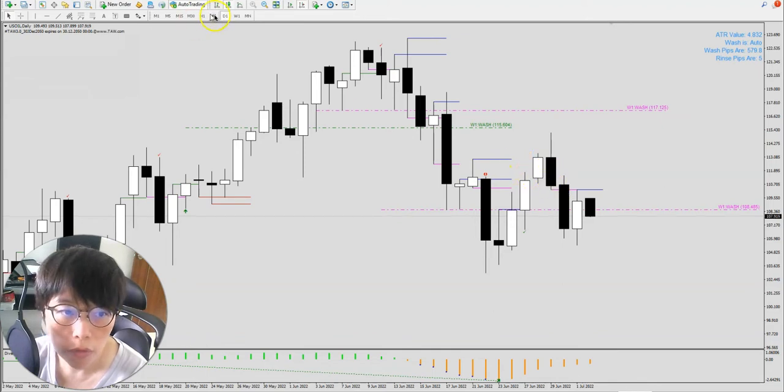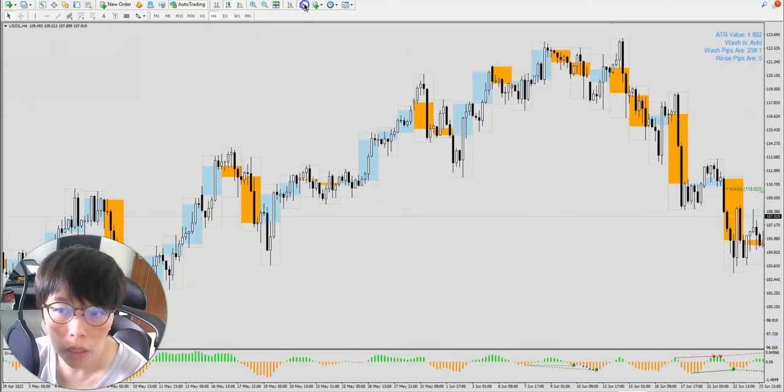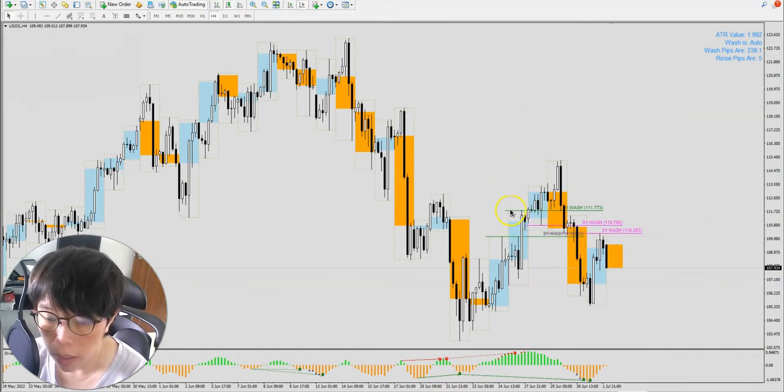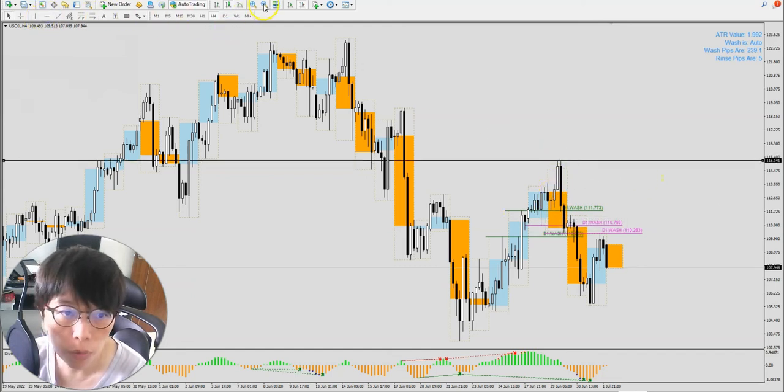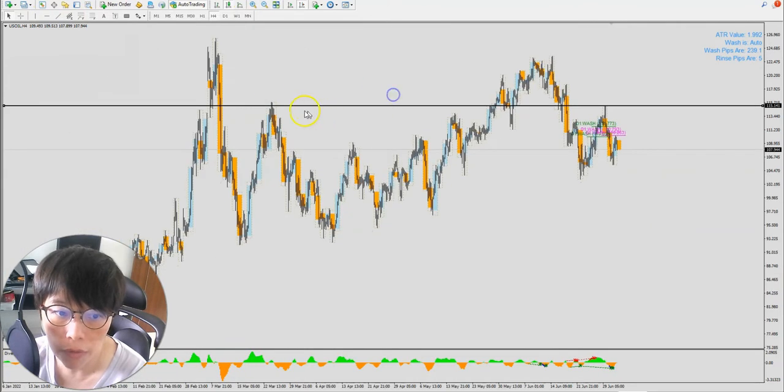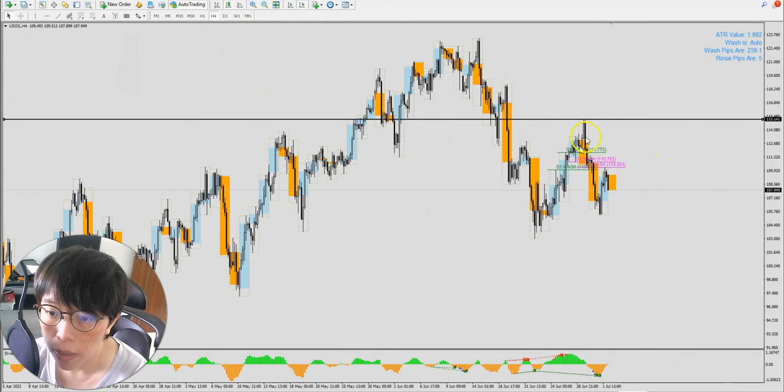The wash and rinse was shown in the H4. You can see that there was a wash line being drawn here. Price was pumped up to hit right into this resistance here. Let me just point out where this resistance is. It was a very obvious one. That was the resistance over here, so price was obviously pushed up, and after that it slammed down.